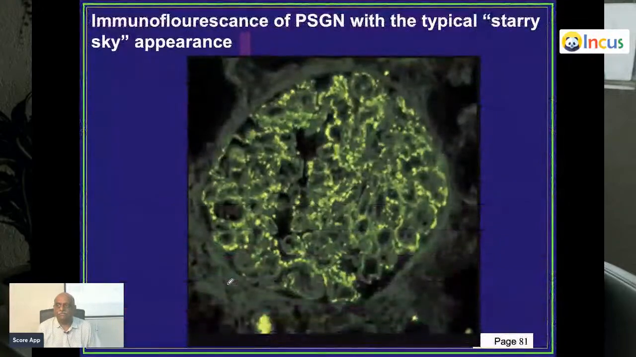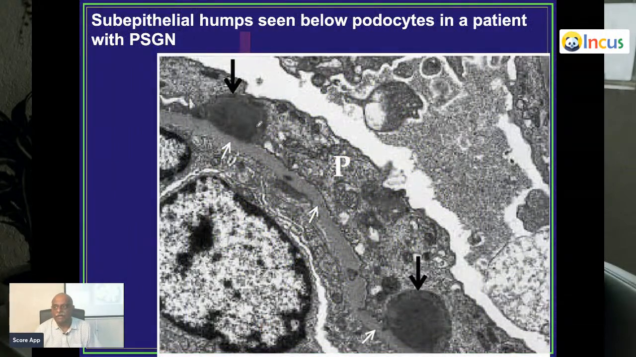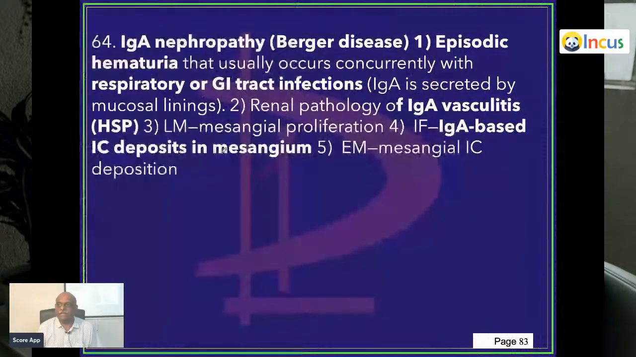Then this is another example of typical starry sky appearance on immunofluorescence. And what are these, doctor? Hump. Sub-epithelial hump is seen below the podocytes in PSGN. That is all the story of PSGN.